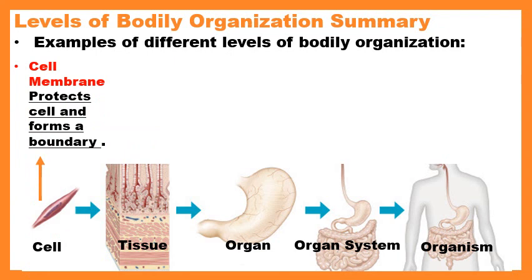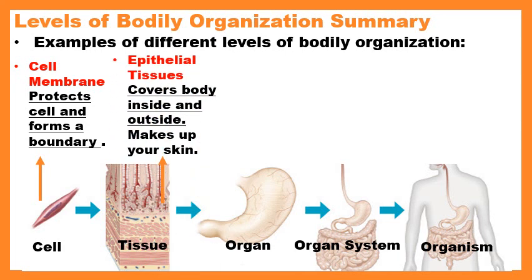A famous organelle would be the cell membrane, which protects the cell and forms a boundary or a border. An example of a tissue that you'd find in your body is called epithelial tissue, and you can find these in many different places in your body because they cover the body inside and outside. So they actually are found inside your stomach, inside your lungs, but they're most famous for making up your skin.